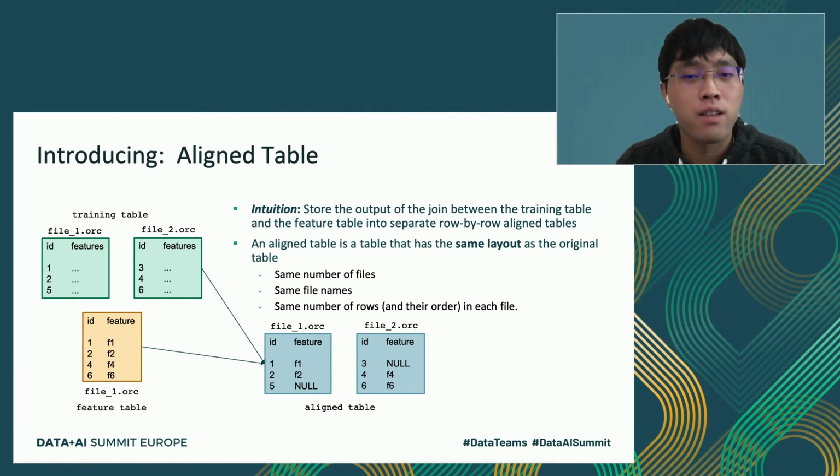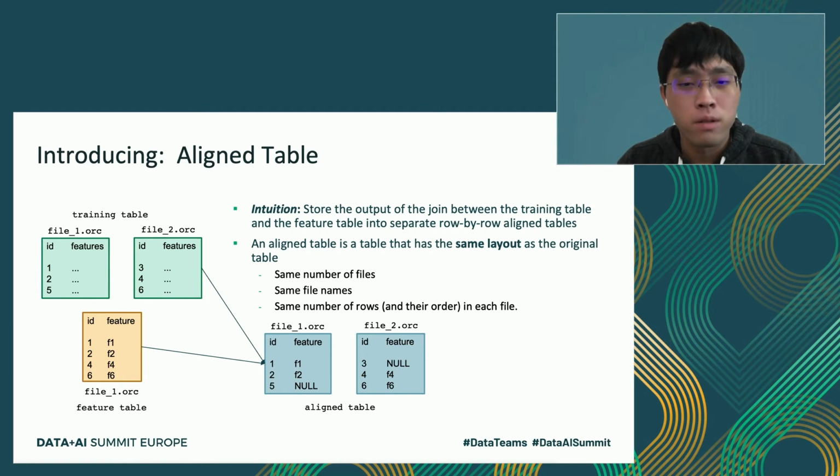Okay, what is an align table and how can it be efficient? So intuitively, we are storing the output of the join between the training table and the feature table into a separate row-by-row align table. So an align table is a table that has the same layout as the original training table in the way that it has the same number of files, same file names, same number of rows and row order in each file.